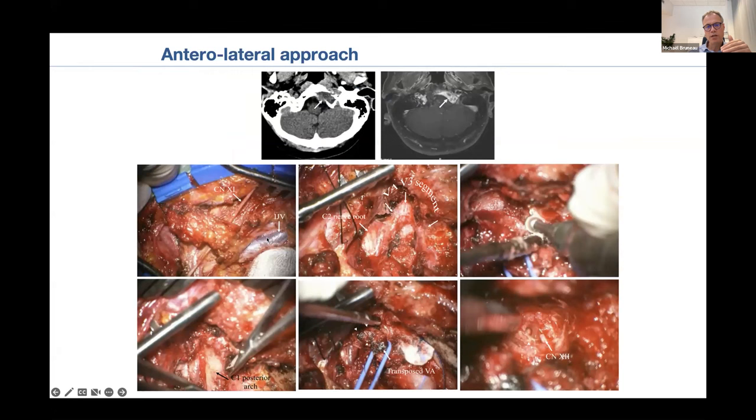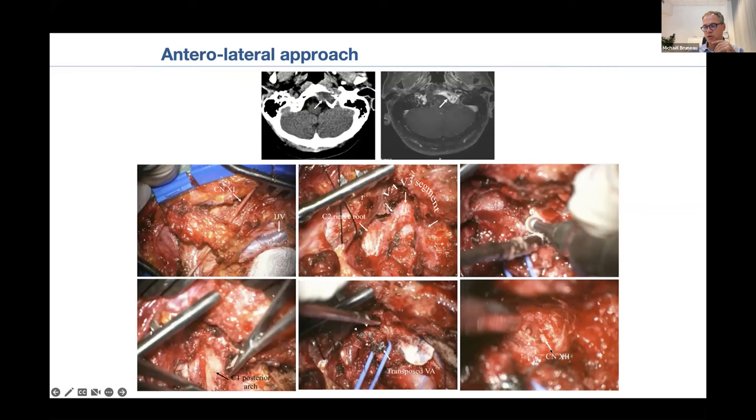You see the loop of the V3 segment of the vertebral artery, and the C2 nerve root crossing the field. If you would like to transpose the vertebral artery, the C2 nerve root has to be sacrificed. Superosteal dissection, transposition of the vertebral artery, and then drilling the condyle in order to remove the lesion. And at the end, you see the 12th cranial nerve.